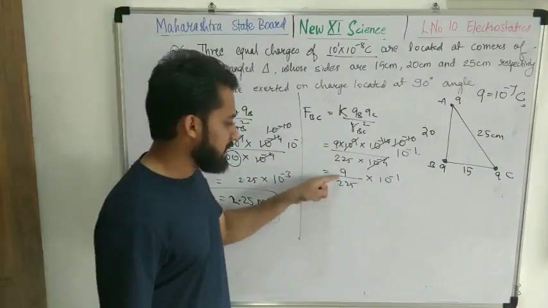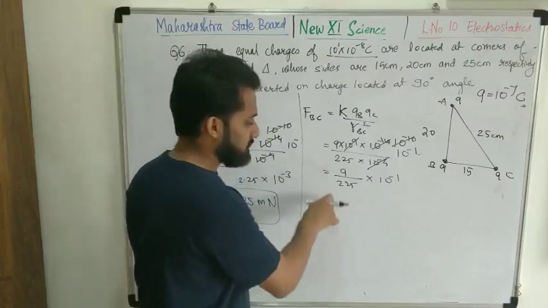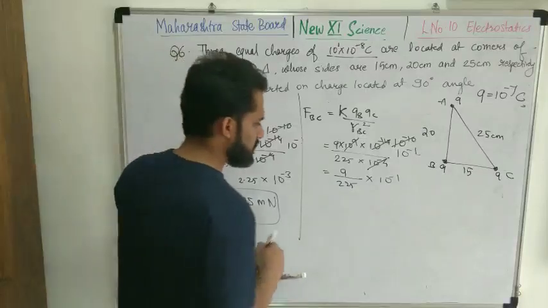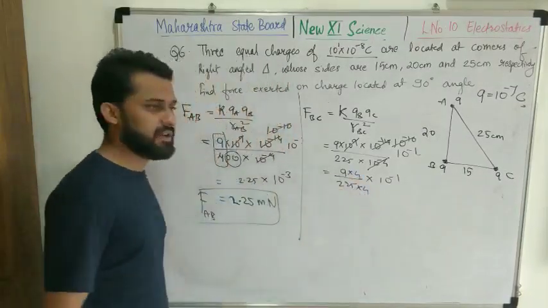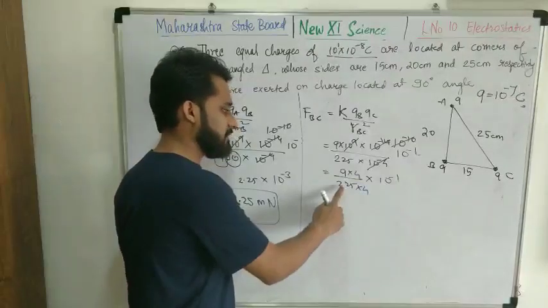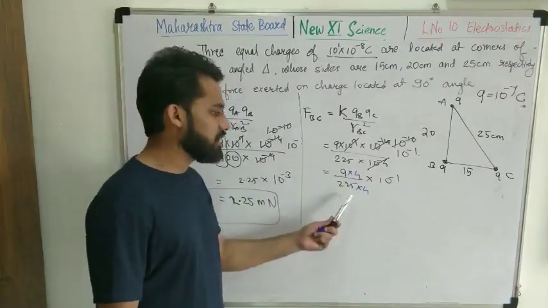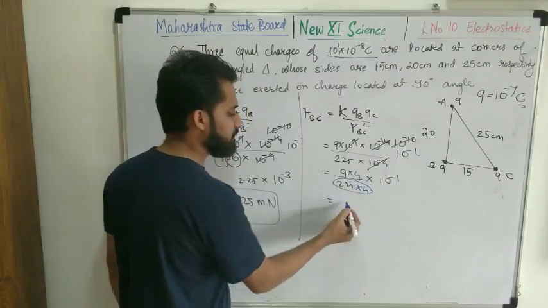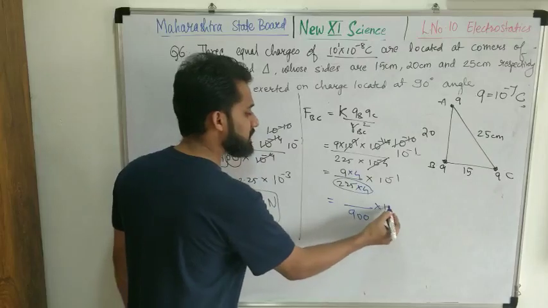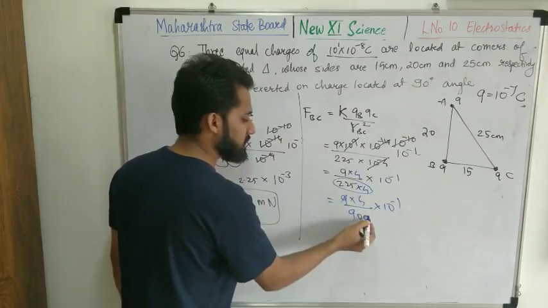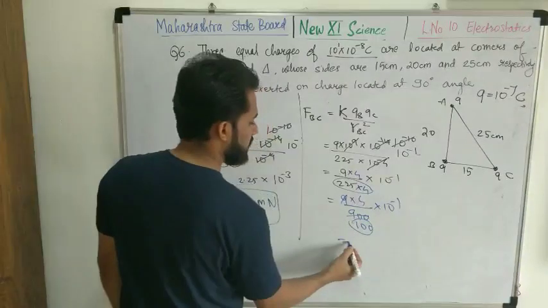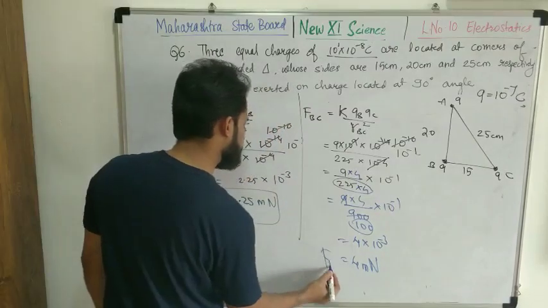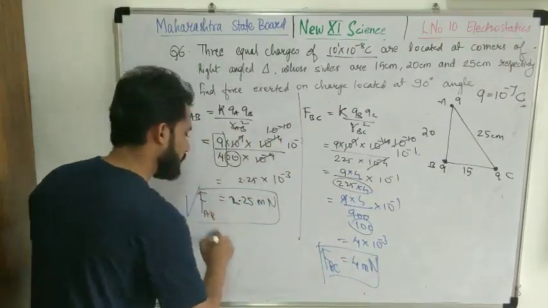So we are left with 9 upon 225 into 10 raised to minus 1. I will avoid dividing 9 by 225. What I will prefer is to multiply. Whenever you see the number 225, remember 225 fours are 900. If you see the number 2.25, just multiply it with 4, it becomes 9. So if I multiply numerator and denominator by 4, what I get in the denominator is 900 into 10 raised to minus 1. This is 9 into 4. So this is 100, and 100 if it goes up, will make it 10 raised to minus 3. So the answer is 4 millinewton. This is force BC. So we have calculated both the forces.